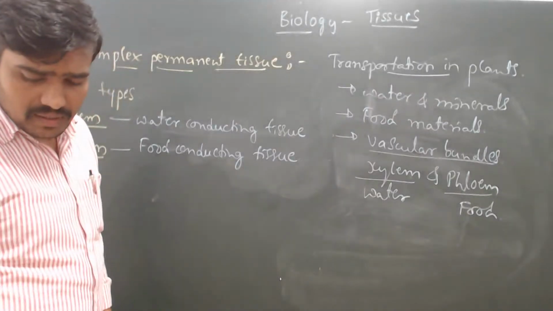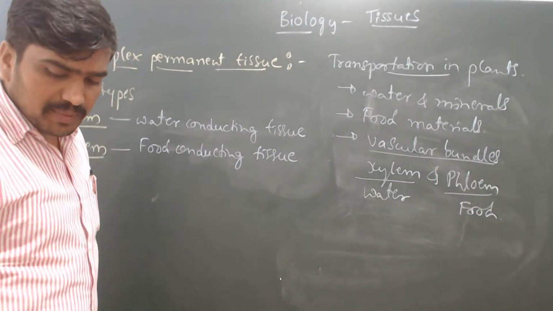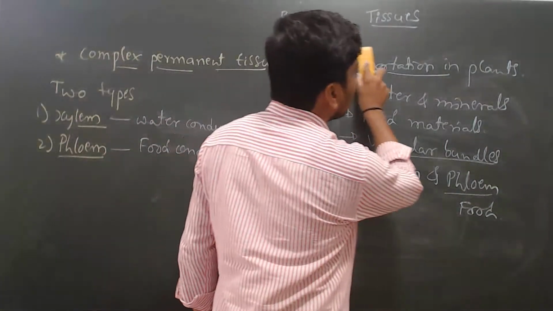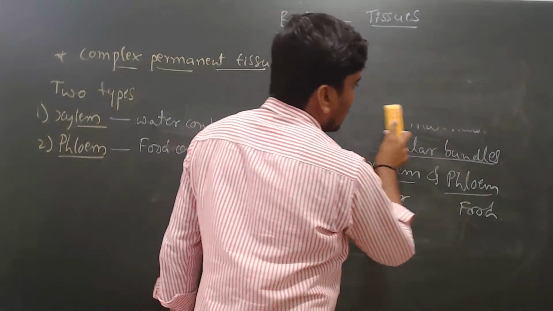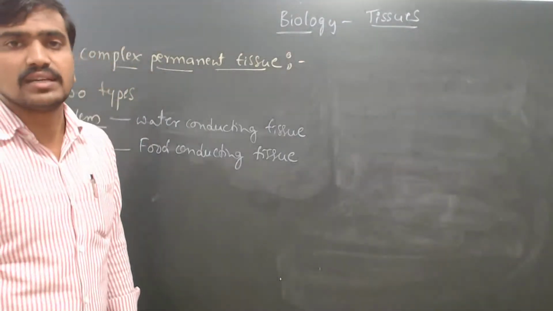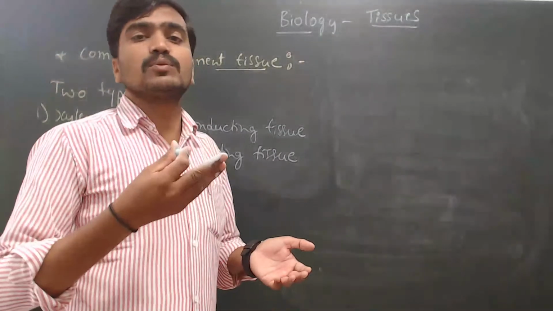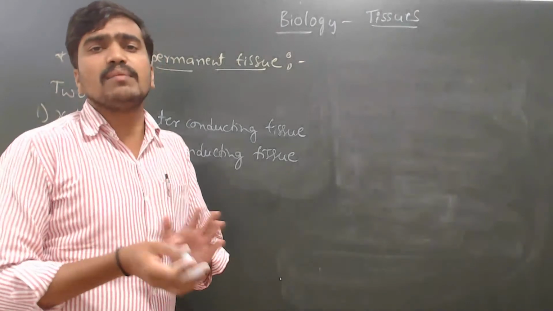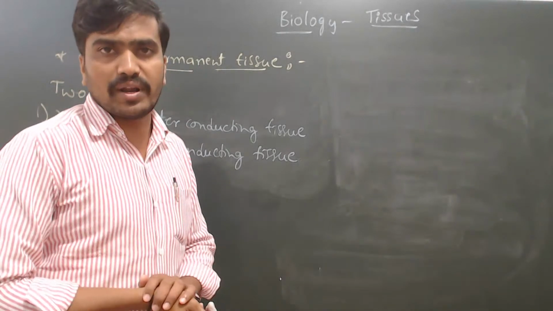Now, because of the presence of xylem and phloem, transportation takes place in every plant, and this transportation is a very essential process in plants. Plants need this transportation process. Because of that reason, xylem and phloem are present in the plant body.